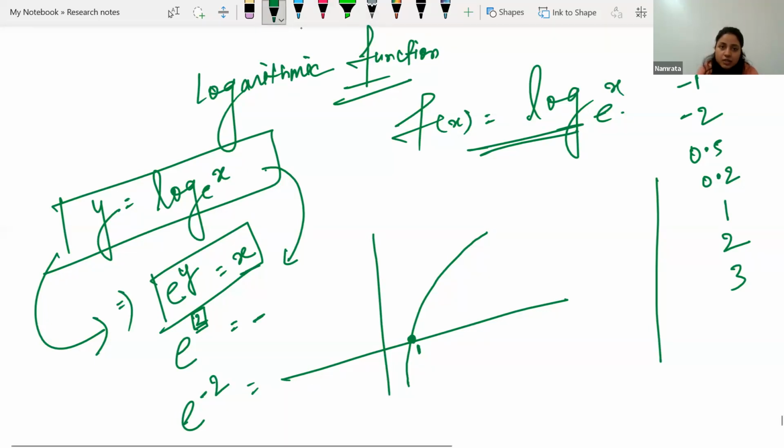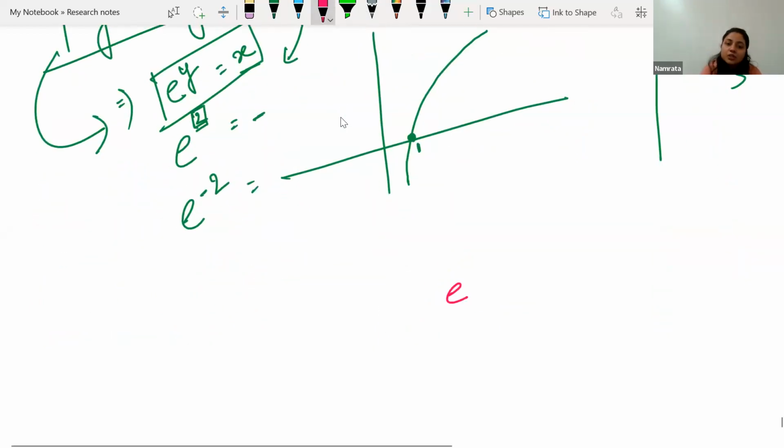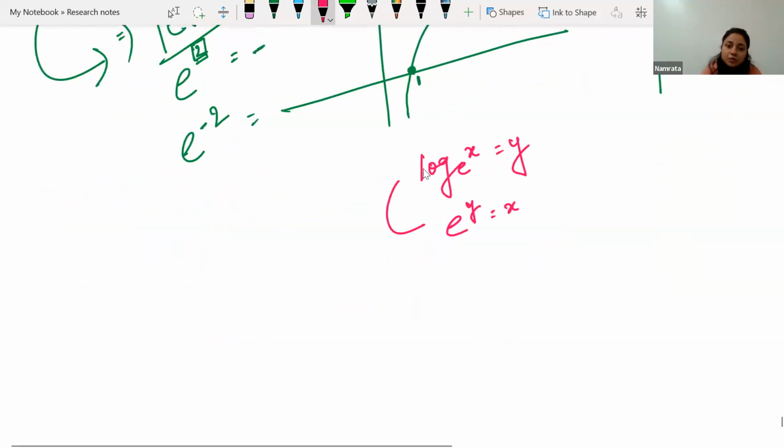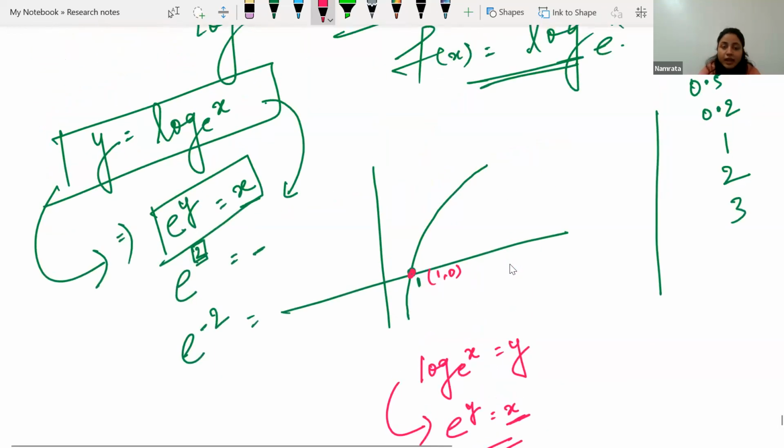And from here you can understand that we have e to the power y is equal to x. We have converted our logarithmic function log x base e is equal to y into this one, and from here we are saying that the result x will never be negative. We can also see that when the result is 1, the power of e will be 0. That's why the graph will touch the x-axis at (1, 0), and it is continuous for positive real numbers.